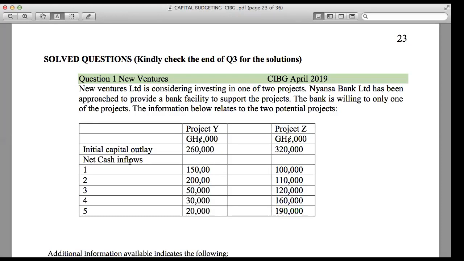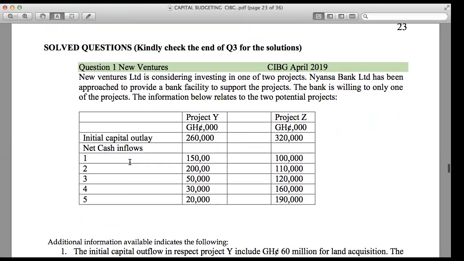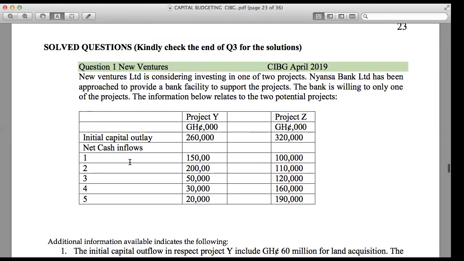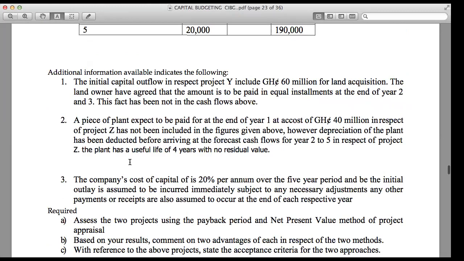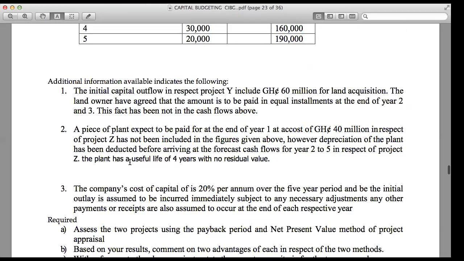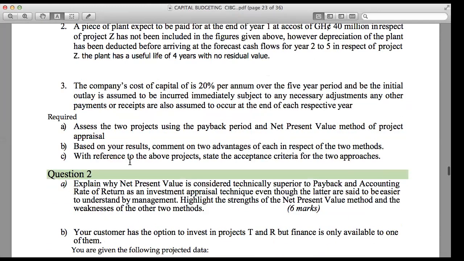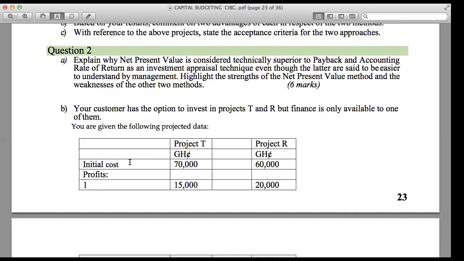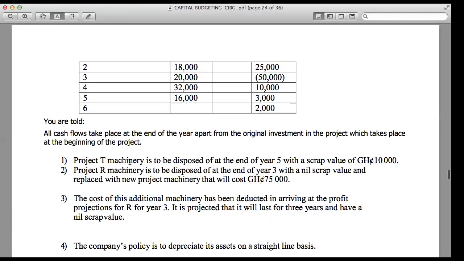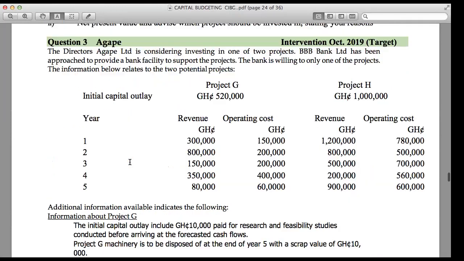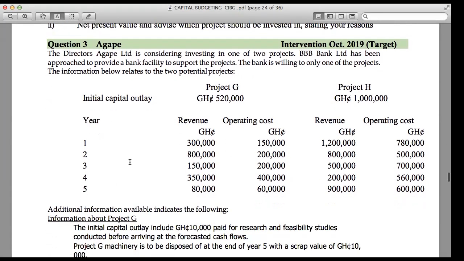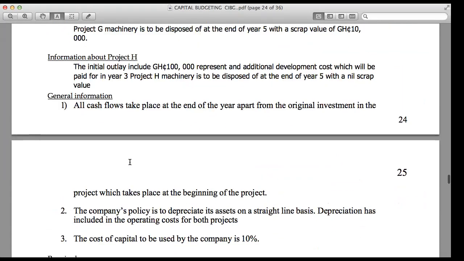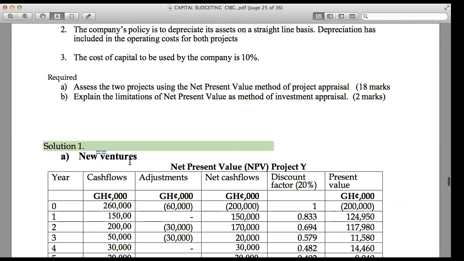Good. So that is it. This is new ventures. So the solution is in. So kindly go through NPV. It is NPV. And then question 2. Yes, that one too is yours. It does not have a name. Question 3 is new ventures. No, that one is Agape. Question 3 is Agape. Good. Kindly go through it, and then the solution follows.